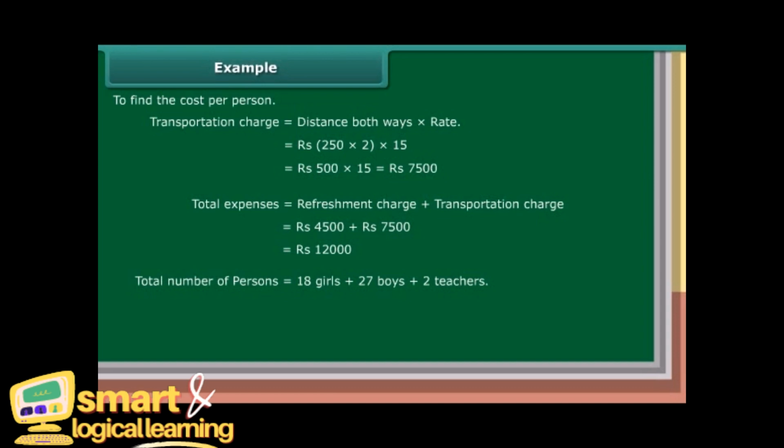Total number of persons is equal to 18 girls plus 27 boys plus 2 teachers is equal to 47 persons. The amount spent for one person is equal to rupees 12,000 upon 47, which is equal to rupees 255.